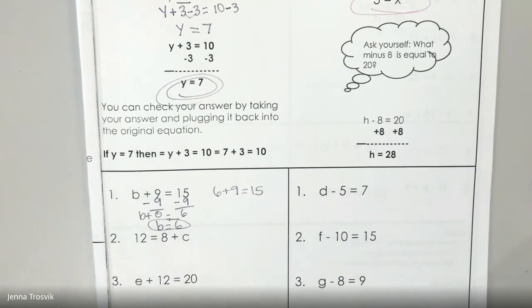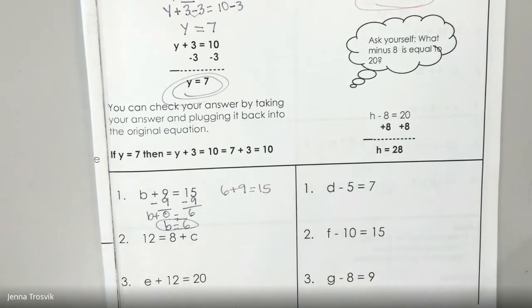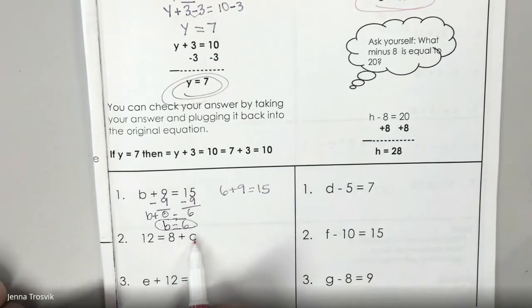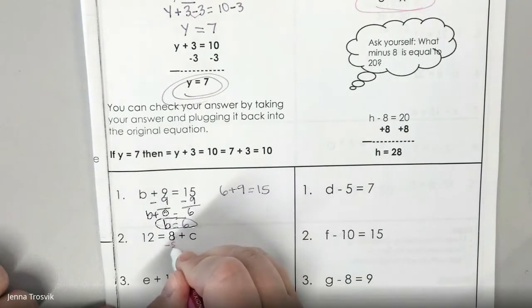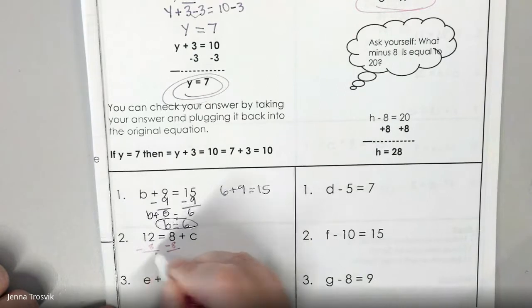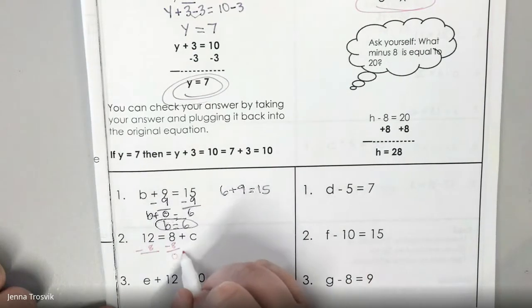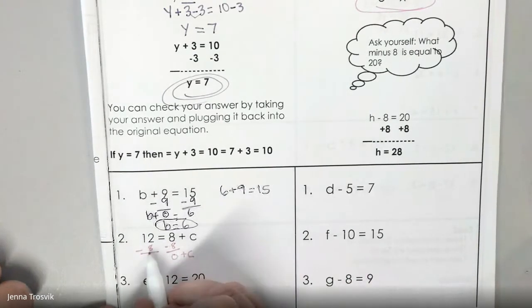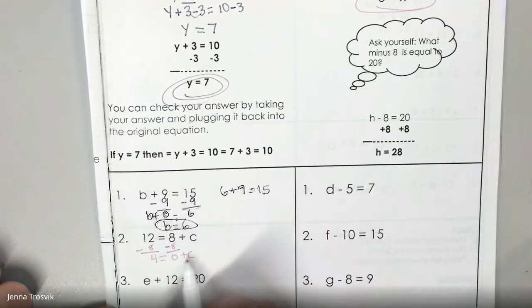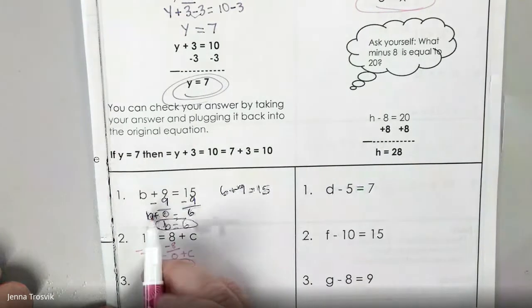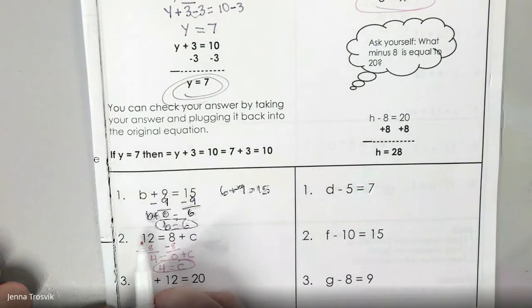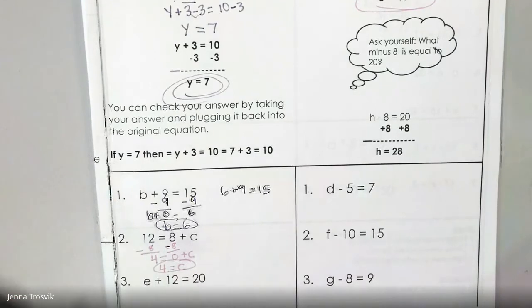All right, our second example. I have a positive 8 plus c equals 12. I want c by itself, so instead of adding, I'm going to take 8 away from both sides. 8 take away 8 gives me 0 plus c. 12 take away 8 on this side of the equal sign gives me 4. 0 plus c equals 4, so that means 4 has to equal c. If I want to make sure I'm correct, I put 4 back in. 8 plus 4 will give me 12, so therefore c is correct.